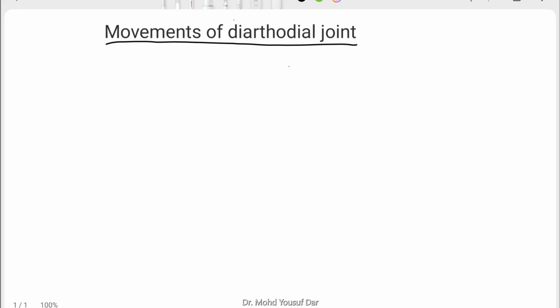Movements of diarthrodial joint. So as we know, the diarthrodial joints are movable joints and they exhibit different types of movements.